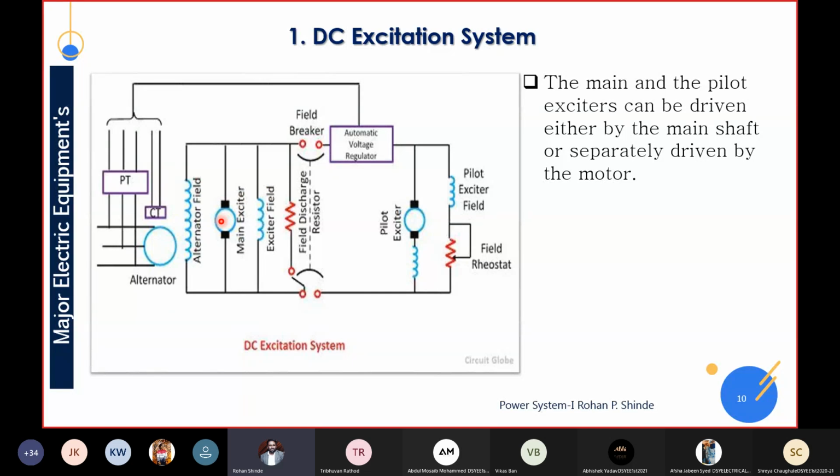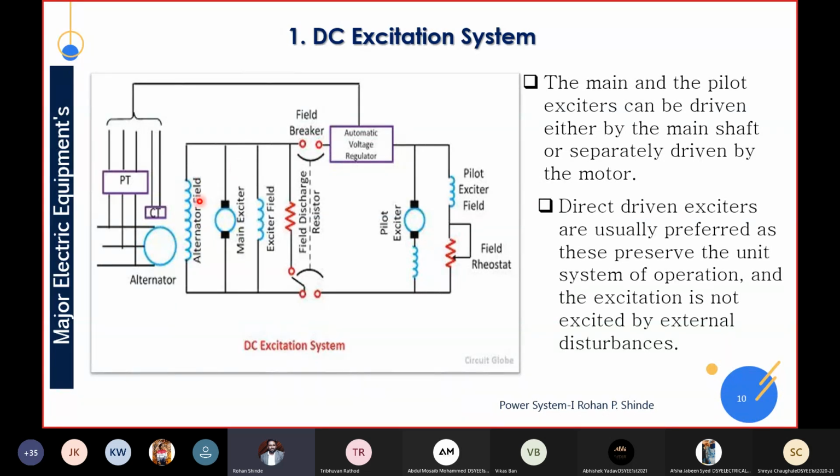So similar way, see here, the main exciter or pilot exciter can be driven either by main shaft, right, that is nothing but the main shaft of the alternator field. Okay, so we can connect this alternator field either separately or directly. This is given in this statement: the main and the pilot exciter can be driven either by main shaft or separately driven by the motor. Okay, but instead of separately, we have directly driven by the main shaft.